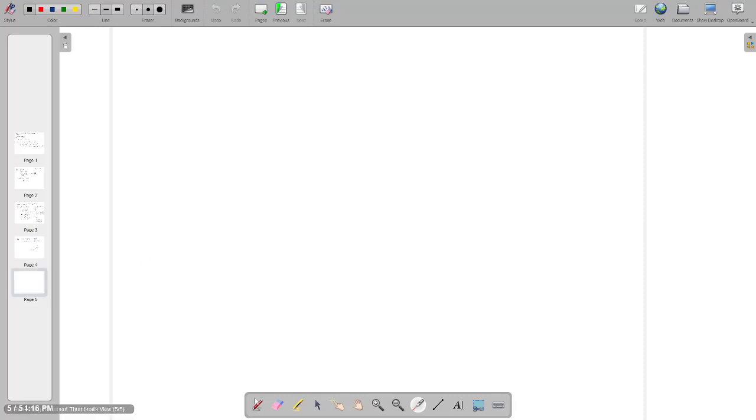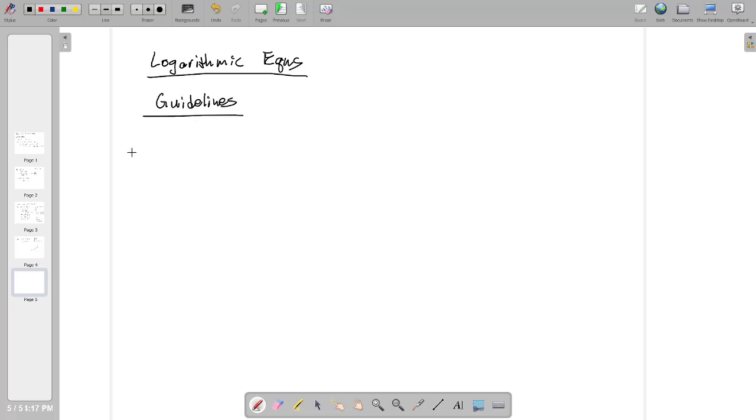The next section that I want to talk about is going to be logarithmic equations. Basically the same exact thing that we just covered, but instead we're going to be talking about logs instead of exponentials. I'm going to give you a guideline on how to solve these types of equations.